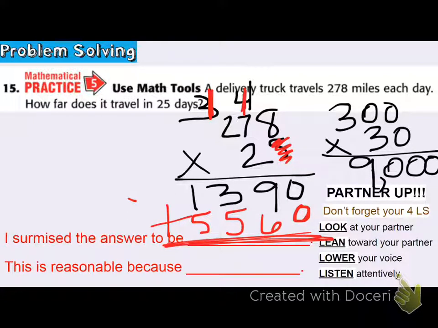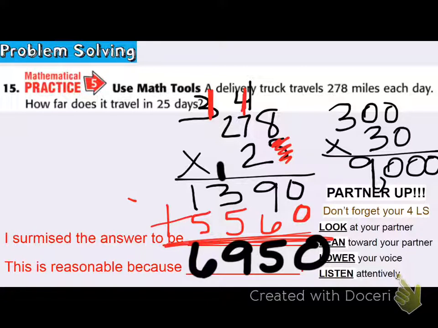Well, 0 plus 0 is 0. 9 plus 6 is 15. Bring up the 1. 5 plus 3 is 8, plus 1 is 9. 5 plus 1 is 6. So I got 6,950. I surmise the answer is that. It's less than my estimation. That's reasonable because it's close and I did get a value less than 9,000.